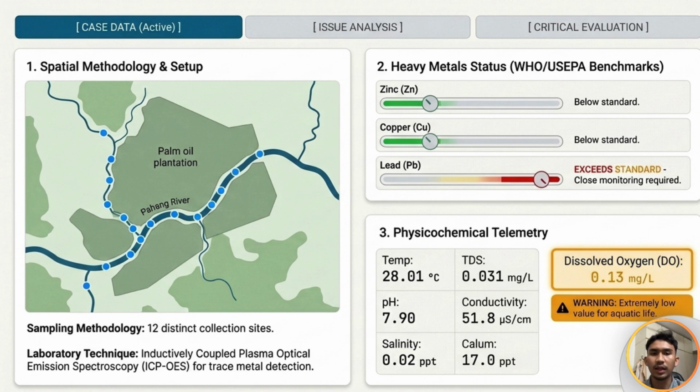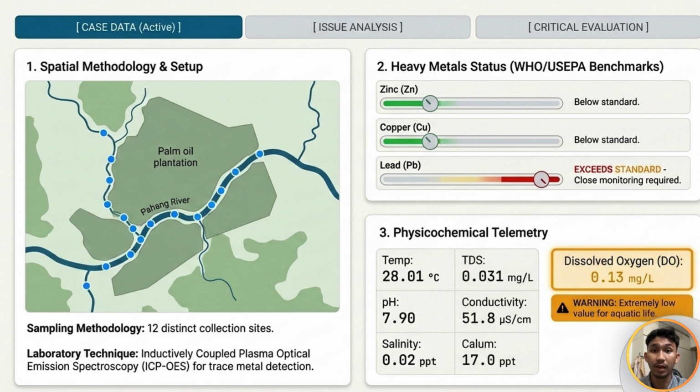The study collected 12 surface water samples from different locations within the plantation. The samples were analyzed using inductively coupled plasma optical emission spectroscopy, or ICP-OES, which is a highly sensitive laboratory technique used to detect trace amounts of heavy metals.